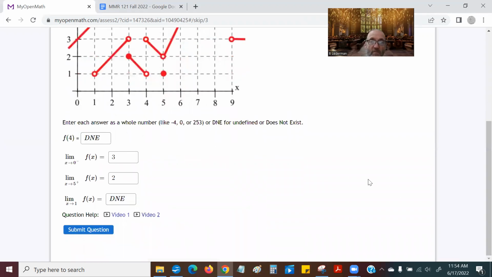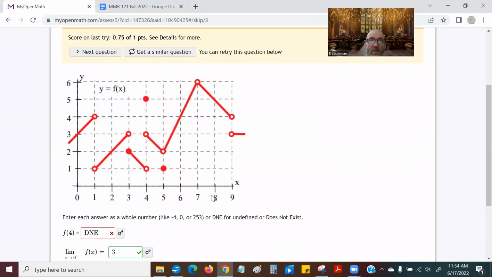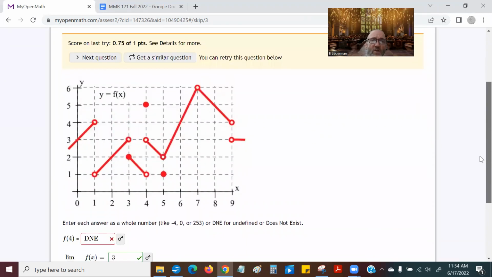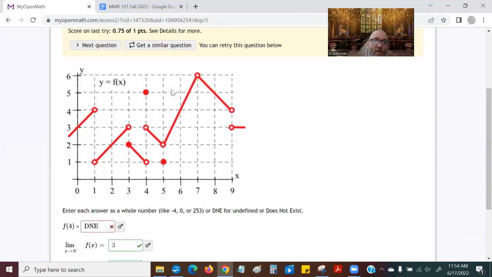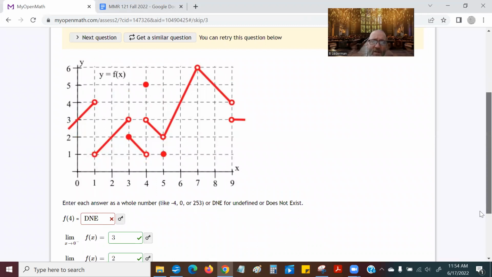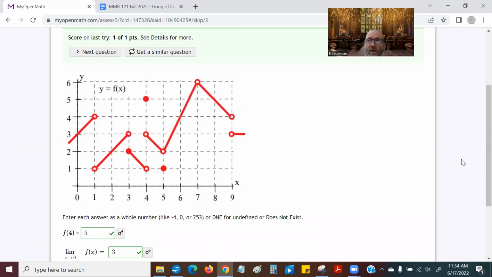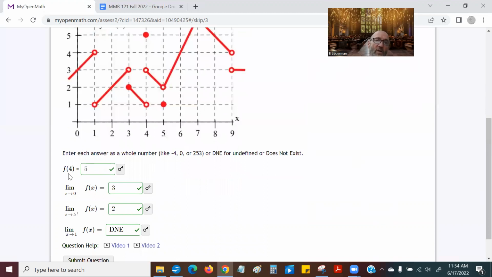Oops, I'm sorry. f of 4 equals 5. I don't know why I wrote that; I guess I thought it said limit for a second. The answer is just 5, and I'll explain that in a second. Just type it in. The answer is 5, and we're all good. f of 4, not a limit, but f of 4. When x equals 4, y is that red dot right there, 5. So that's why that's a 5. Thank you for that.